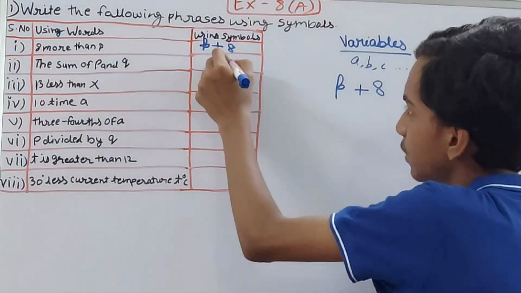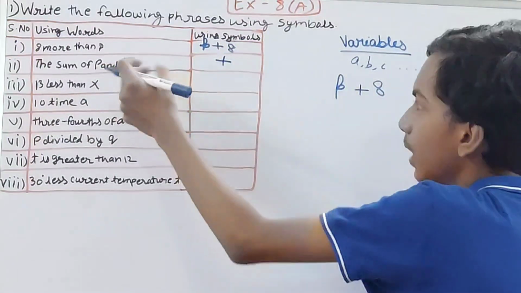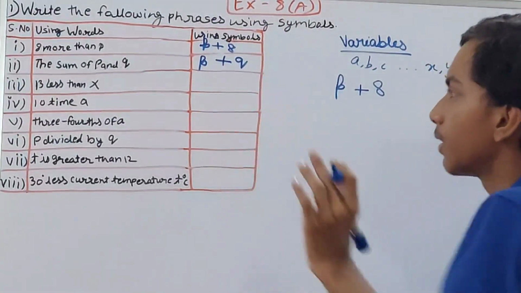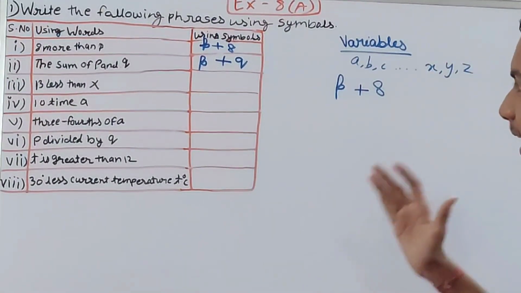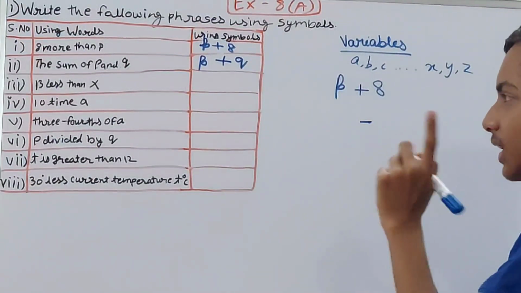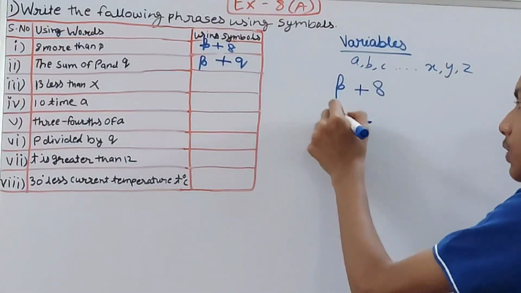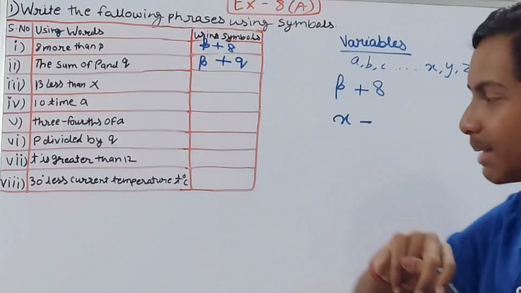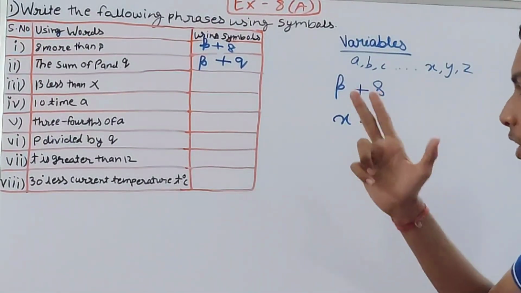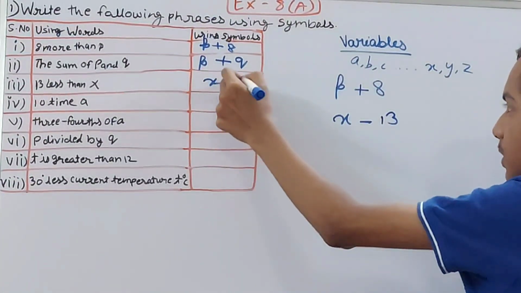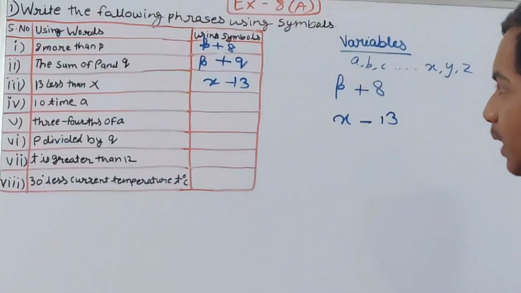Then the sum of P and Q, very simple. Sum also means plus only, right? And P and Q are variables, so you write them in whatever order they are given. P plus Q. 13 less than X. Wherever less than is given, that is minus, right? And 13 less than X means X will come first in the expression, and then 13, so X minus 13. That becomes the expression.